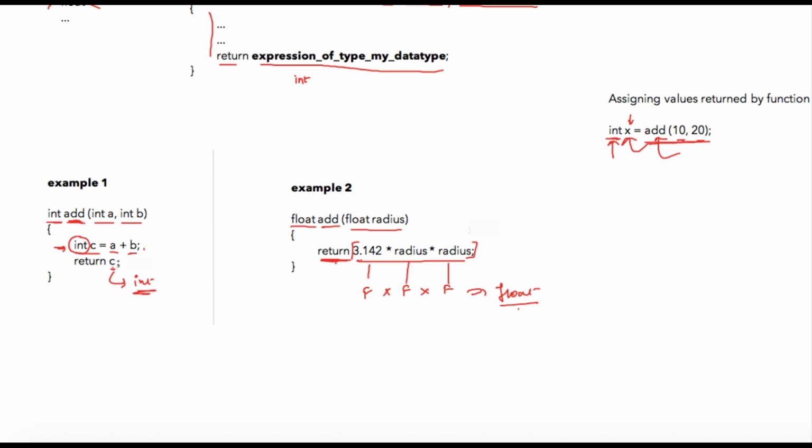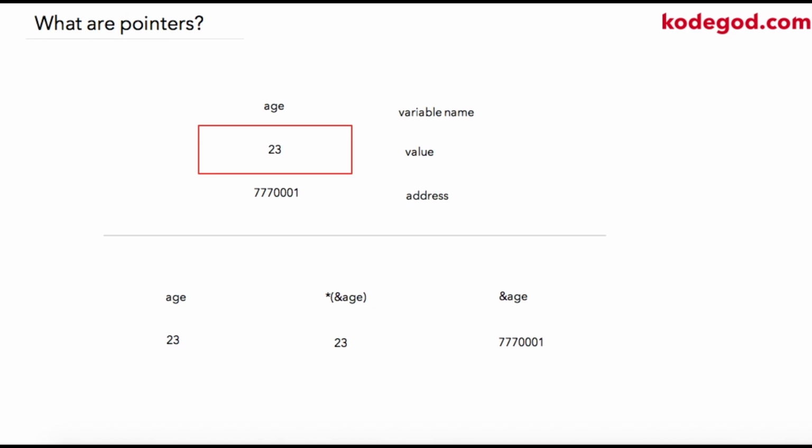In the next lecture, we will check a few programs on functions that will make your understanding of functions more clear. Before we continue our study on functions, let us learn a little bit about pointers. Pointers are always considered difficult to understand, however, it is one of the easiest topics in C programming.